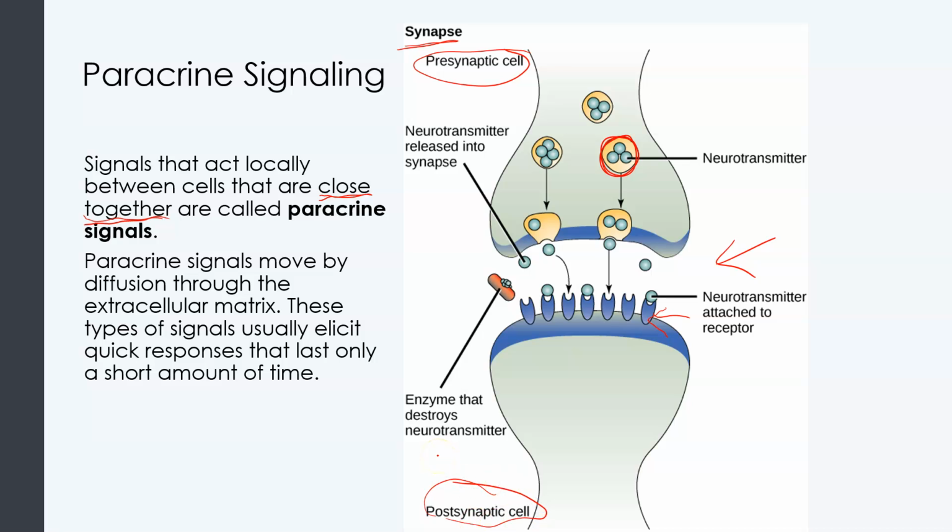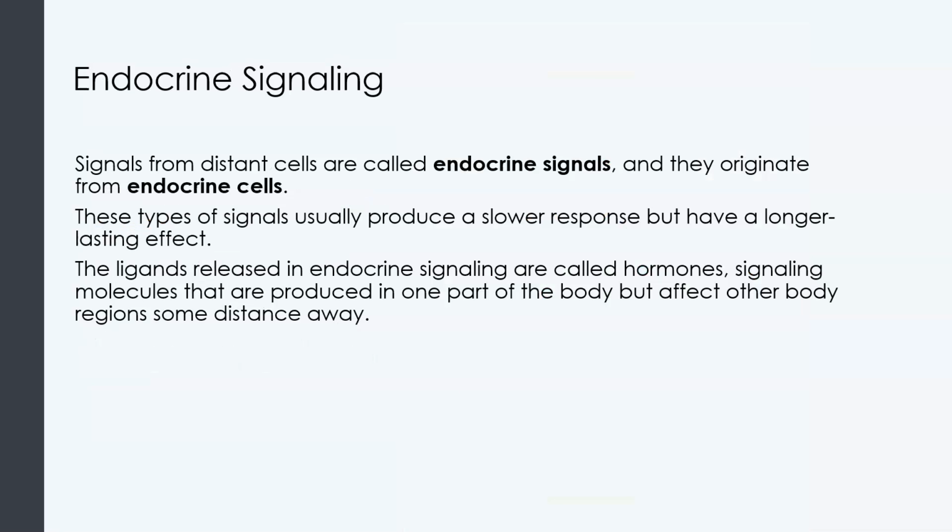That postsynaptic cell can be another neuron, so one neuron sending a signal to another neuron, or it can be even a muscle cell, the neuron sending a message to a muscle cell to contract. So paracrine signals are when the two cells, the signaling cell and the target cell, are close together.